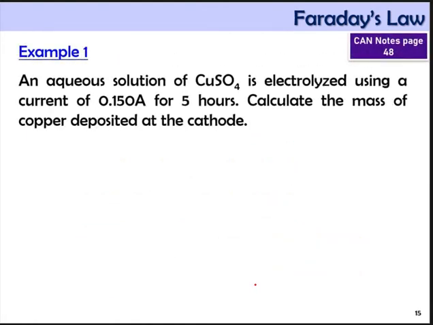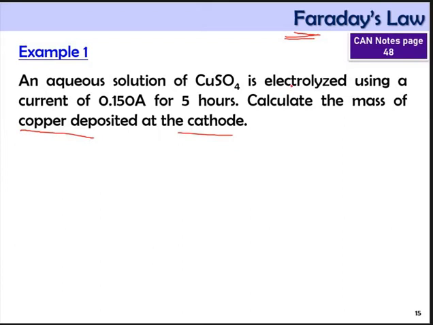For example, you can refer to your notes, page 48. An aqueous solution of copper sulfate is electrolyzed using a current of 0.150 ampere for 5 hours. Calculate the mass of copper deposited at cathode. Faraday's law memerlukan kamu buat equation, half equation. Sebelum ni kita dah belajar banyak kan, buat overall equation.